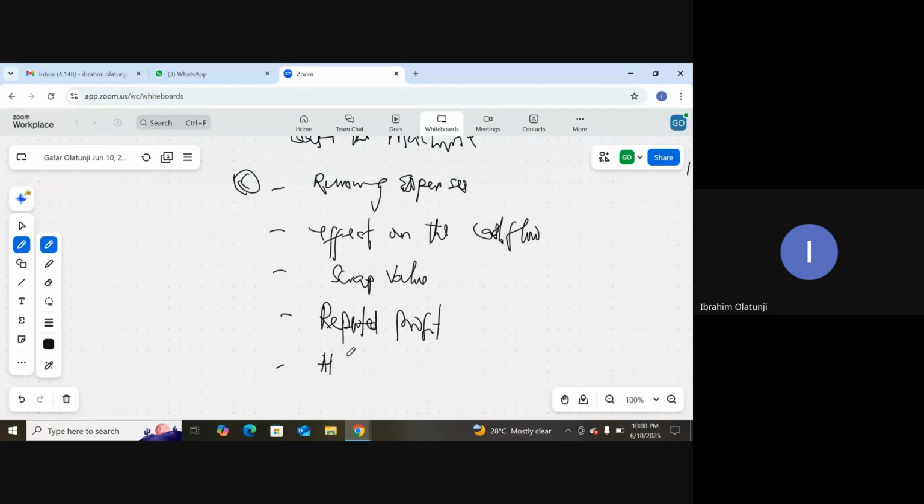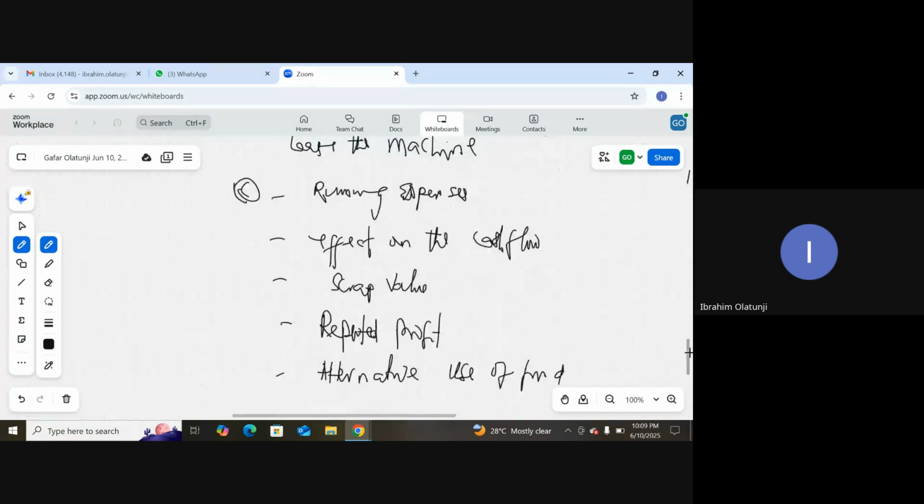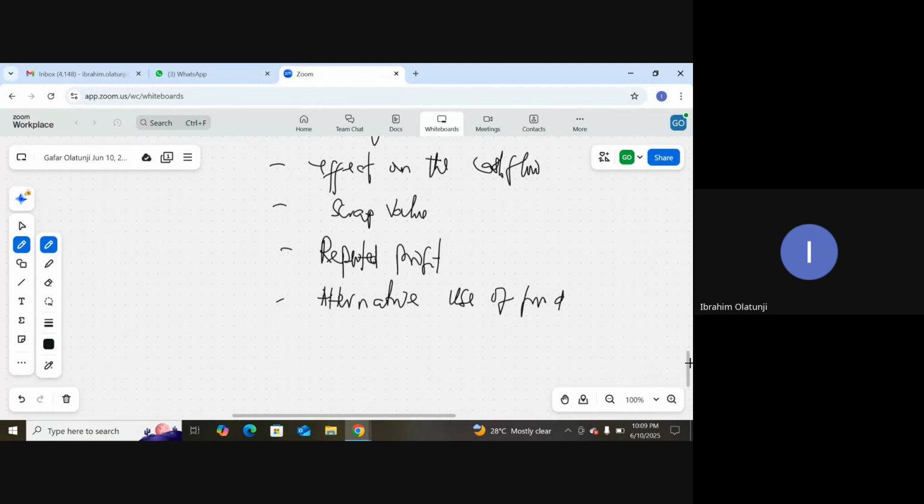Alternative source of fund. That is, what are the alternative ways of getting fund, and alternative use of fund. Okay, alternative use of fund. So these are the things that you need to consider first before you can decide which option to be taken.